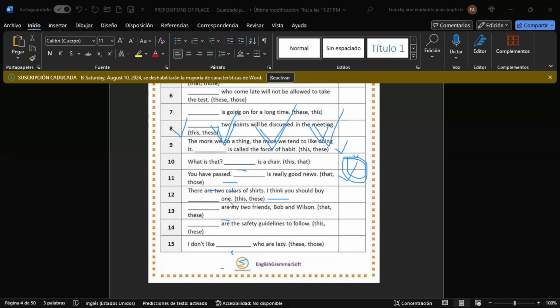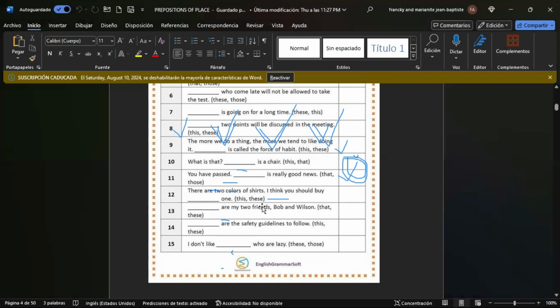Jordina, are you here? Yes. Okay. Number 13. These are my two friends, Bob and Wilson. Is it that? Is it these? Correct. These are my two friends.